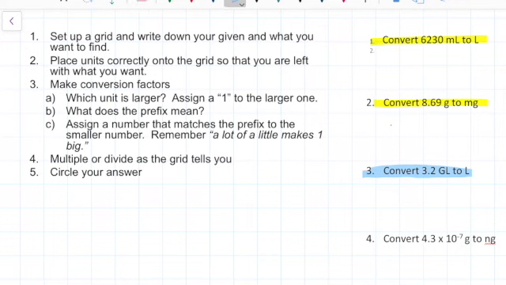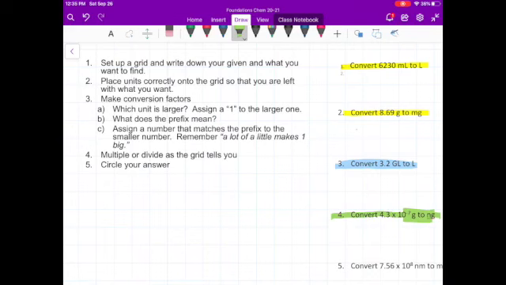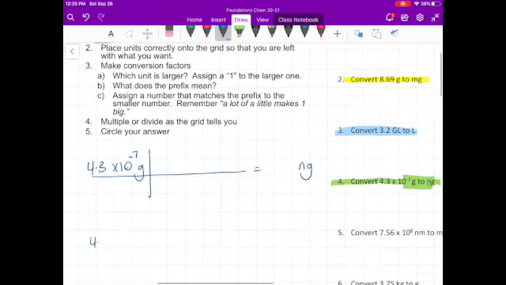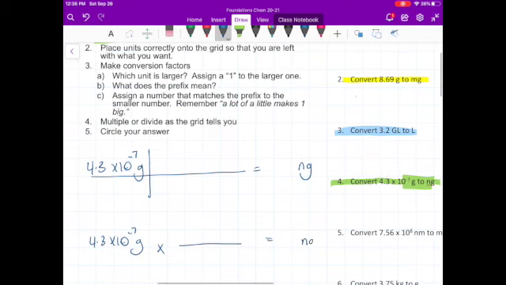Okay, our next problem here: convert 4.3 times 10 to the negative 7th grams to nanograms. Okay, so my method says set up a grid and write down your given and what you want to find. So I'm going to write 4.3 times 10 to the negative 7th grams to nanograms. I'm going to show it both ways for those of you who prefer this second way. My math purists prefer this. But either way is dimensional analysis. It's just the preference on the grid or the fractions.